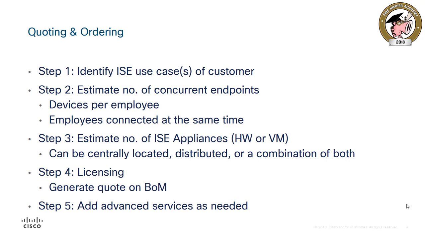Step 3 is about estimating the number of ISE appliances needed. This can be a centrally located, distributed, or a combination. Step 4 is to determine the licensing and generate a quote on the BOM tool. Step 5 is to add advanced services as needed.